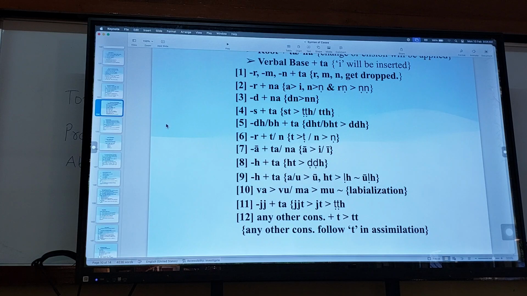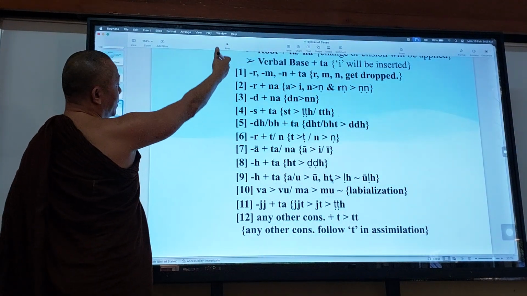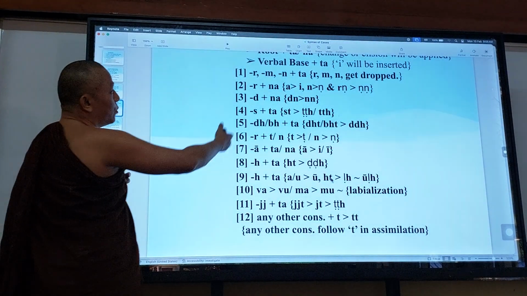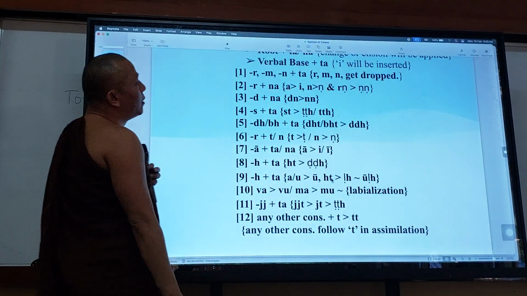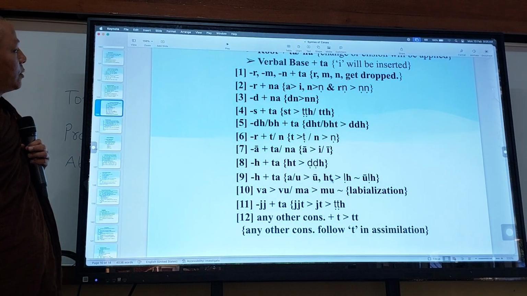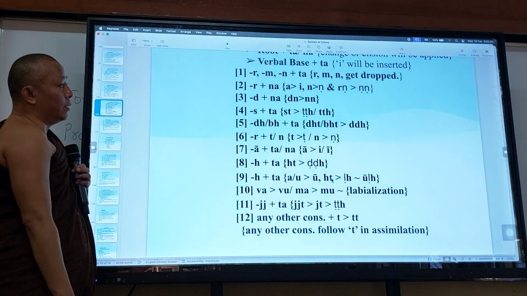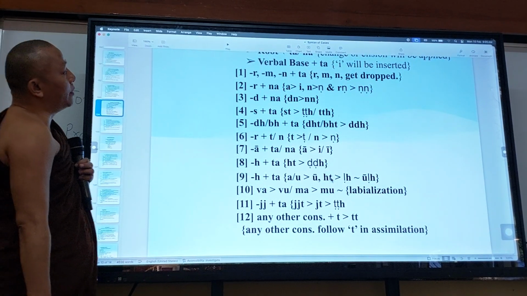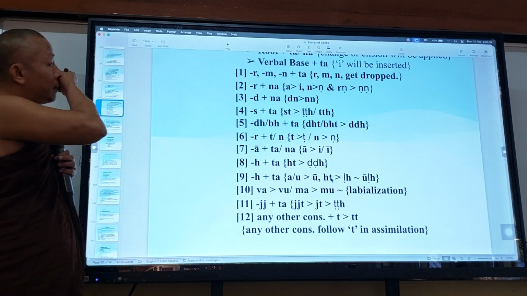So we are reviewing how we form the past participle in Pali. Those roots ending in ra, when we form the past participle, the ending consonant is mostly dropped, like kata, gata, and hata or kata.